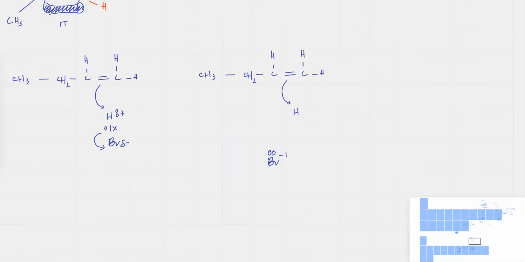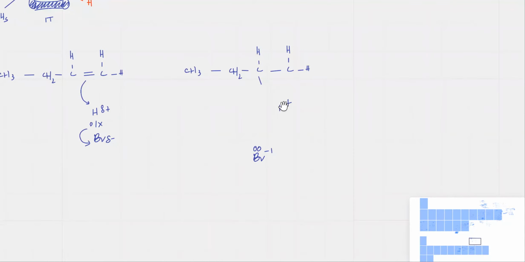So that H, which is now positive, is going to be even more strongly attracted to the electrons in the pi electron cloud. It will pull those electrons and attach them to itself. It's going to get attached to either one of the carbon atoms. It could either be this carbon atom, so this H will go. It's going to pull those electrons from that. Just a second.